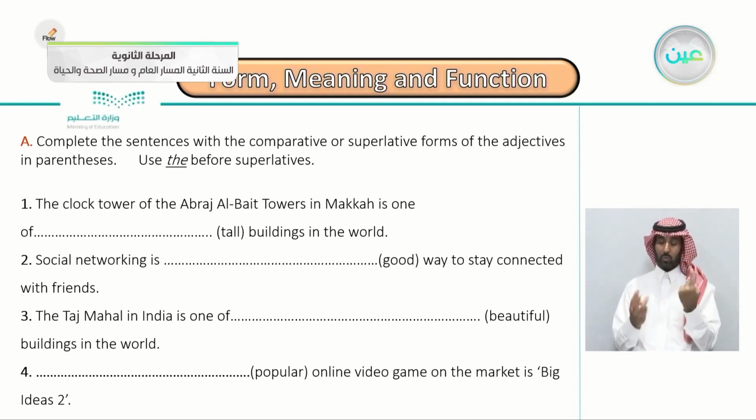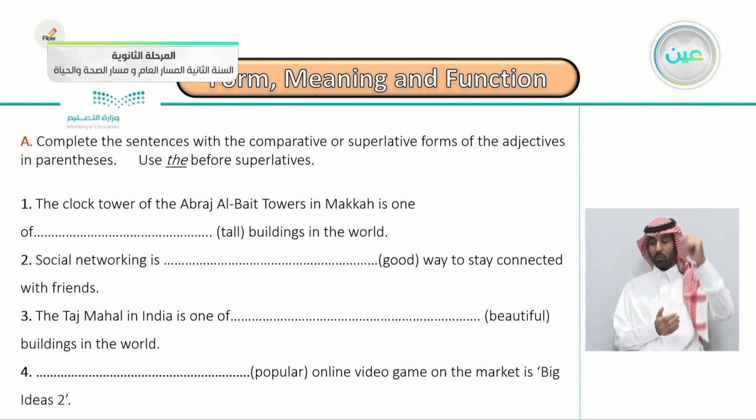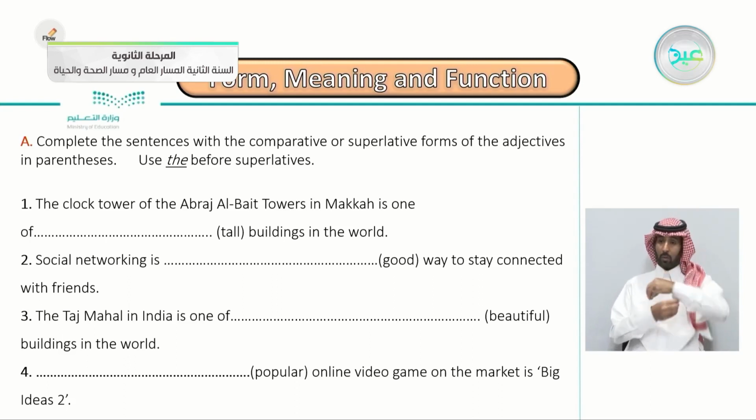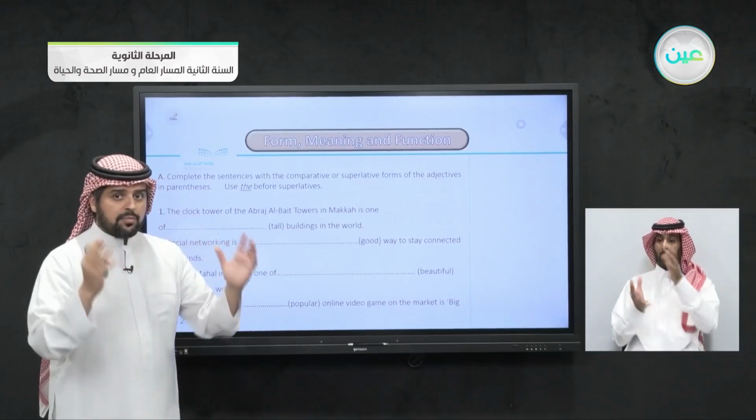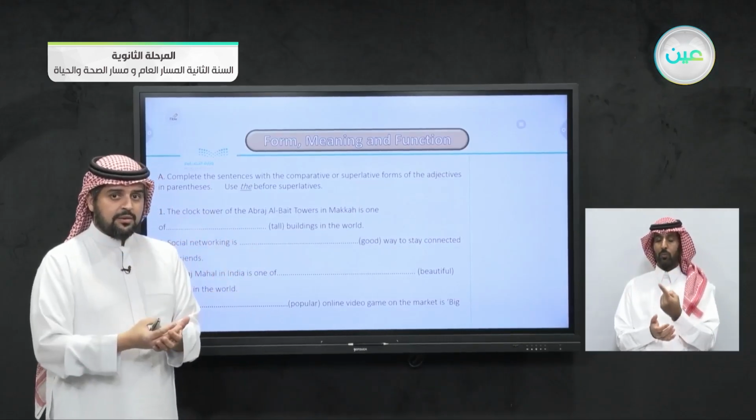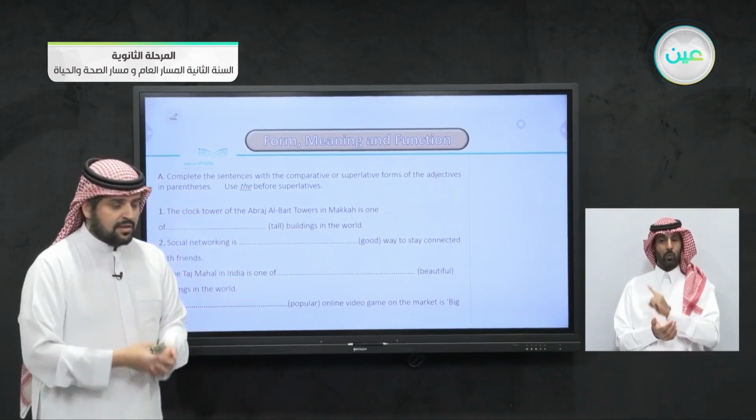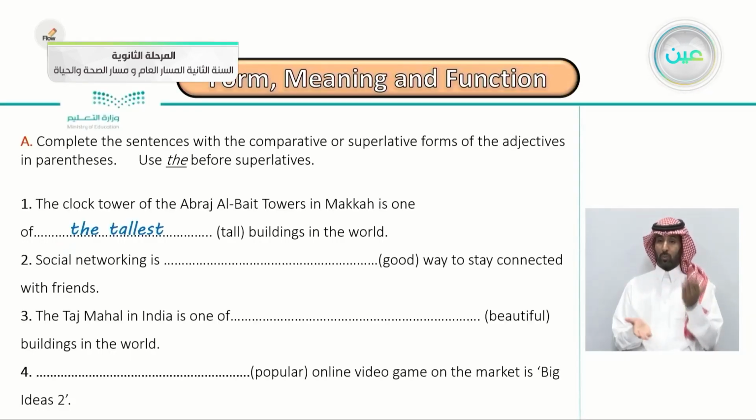The first one, the clock tower of Abraj al-Bayt towers in Mecca is one of the tall buildings in the world. The adjective is tall, and buildings is a group of buildings in the world. So is he comparing just 2 buildings or all the buildings all over the world? Very good. So what do we choose? Exactly. The tallest, we use the superlative form, the tallest buildings in the world.